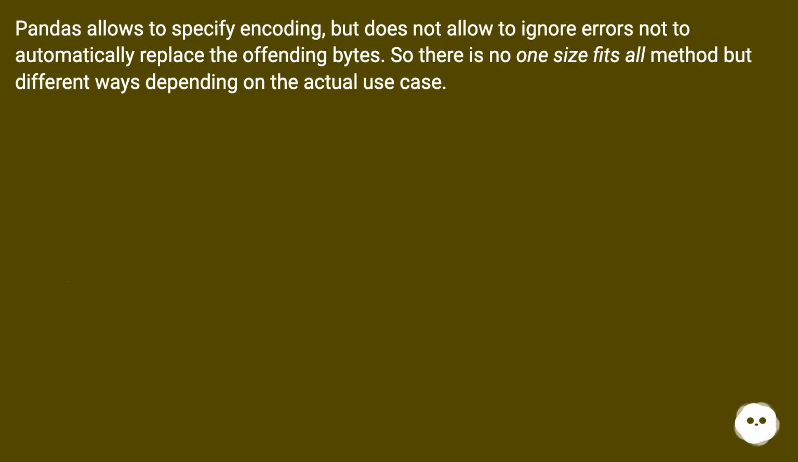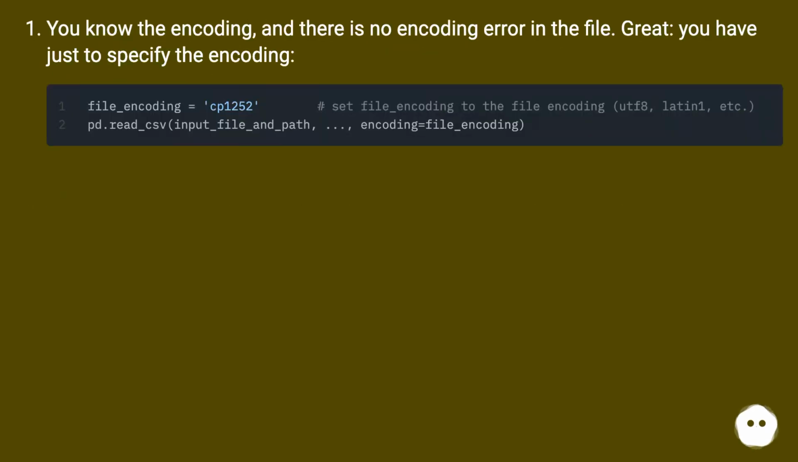Pandas allows you to specify encoding, but does not allow you to ignore errors or to automatically replace the offending bytes. So there is no one-size-fits-all method, but different ways depending on the actual use case. You know the encoding, and there is no encoding error in the file: great, you just have to specify the encoding.